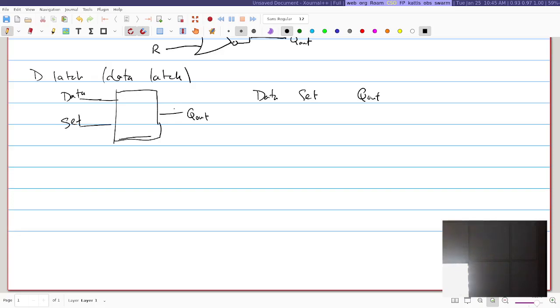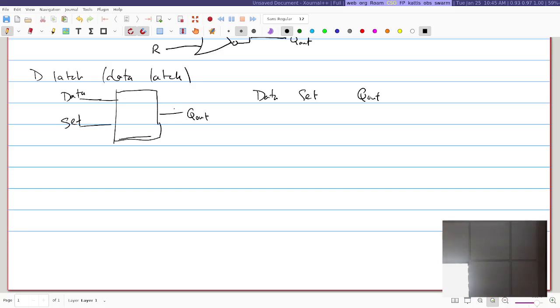But you can decide when you want to remember. Think about the data like a stream that's flowing by constantly. And the set line is like a little gate that you can lift up to let some water in, when you want it, right? So how do we build this? It's not that hard to build out of an SR latch. So here's our data latch.